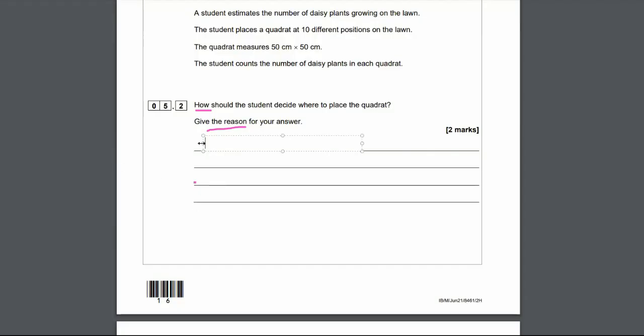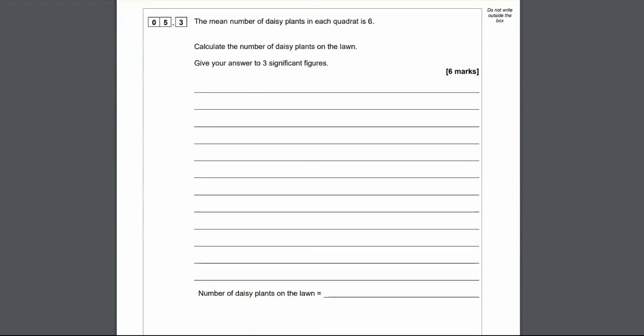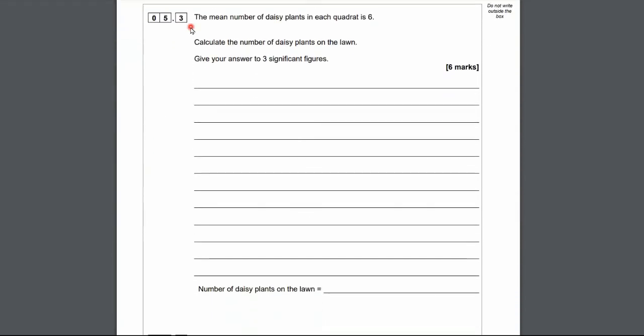So why do they place the quadrats and how do they decide to place them? So they place them randomly. You could shut your eyes and throw them around, or you could draw a grid, number the grid, and use a random number generator on your calculator to do this. Why do we place quadrats randomly? The answer is to avoid bias. So the 2 marks are: place the quadrats randomly to avoid bias.